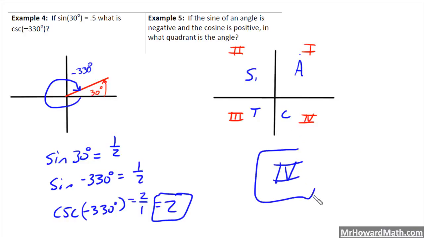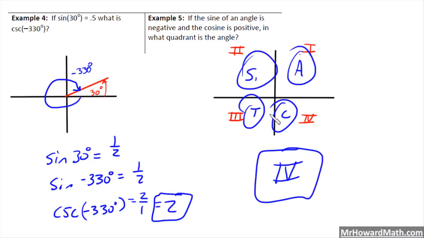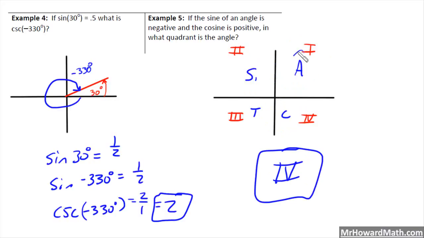It has to be in quadrant 4 because this is the only place where cosine is positive and sine is negative. Here, cosine is positive, but also sine is. So the only spot where this is true would be quadrant 4. So again, all students take calculus, and that stands for all the trig functions being positive in quadrant 1. Here, sine and cosecant. Here, tangent and cotangent. Here, cosine and its reciprocal secant are the only positive ones. All right, that's it for this video.